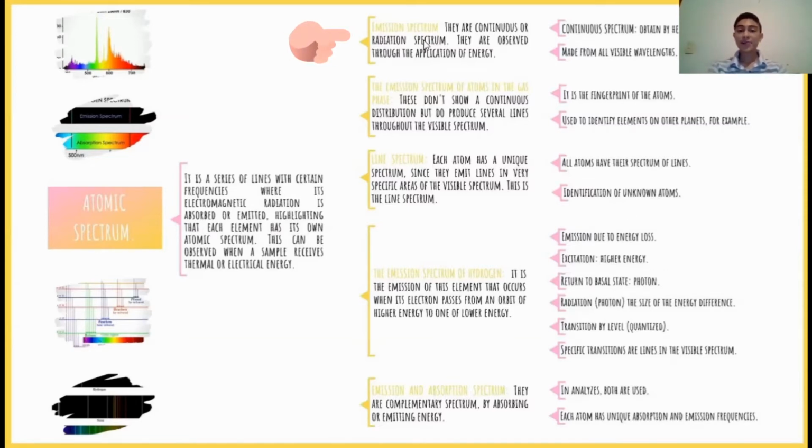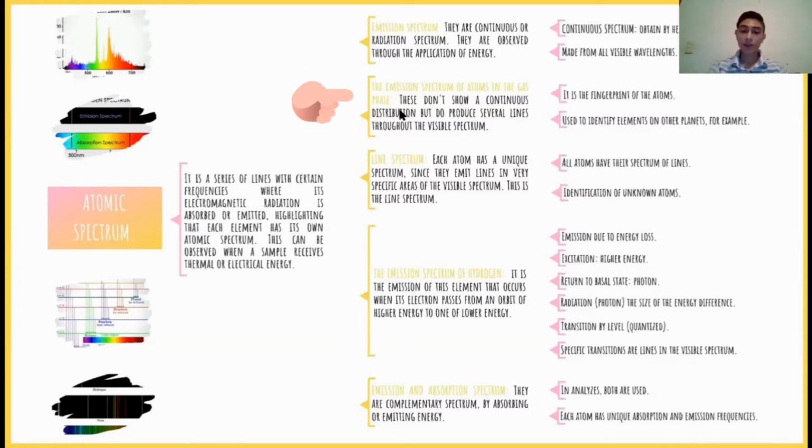Main idea number one, emission spectrum. They are continuous or radiation spectrum. They are observed through the application of energy. Their details are continuous spectrum obtained by heating solids made from all visible wavelengths.